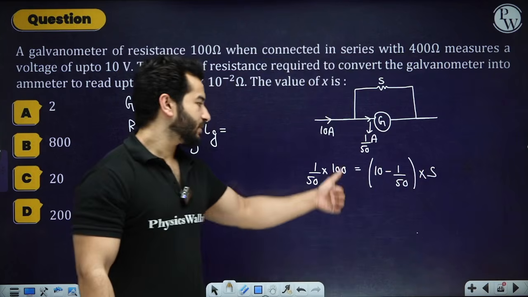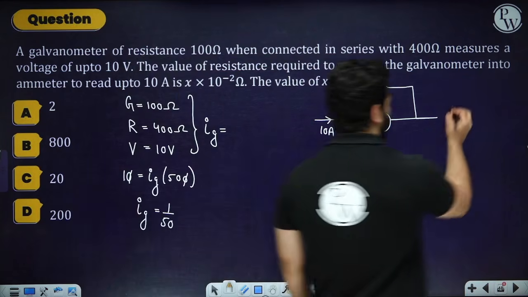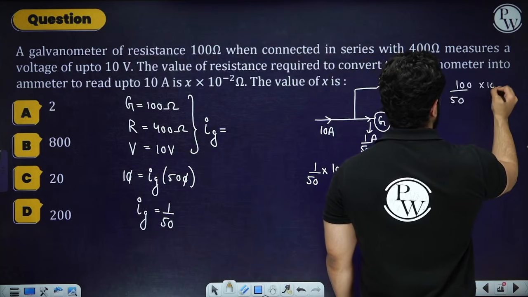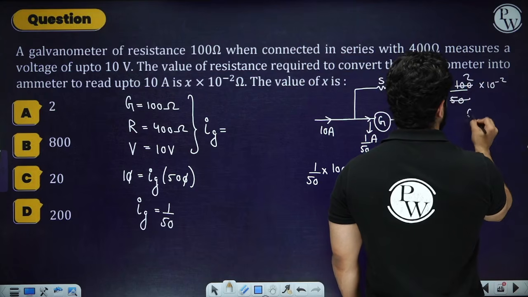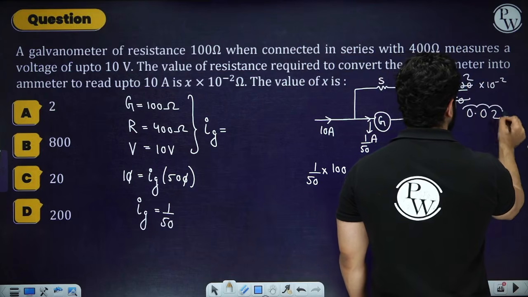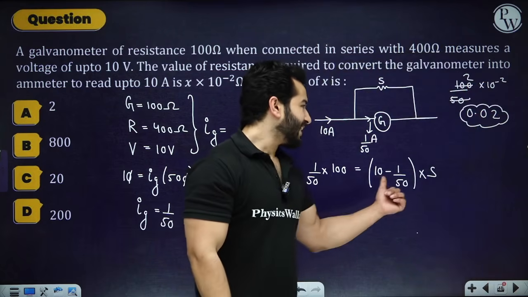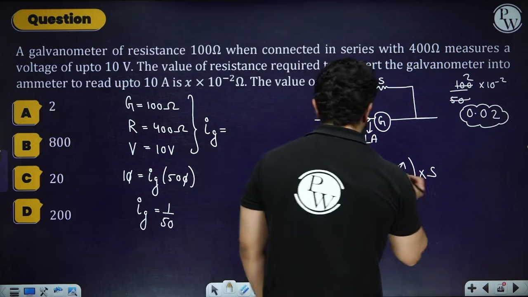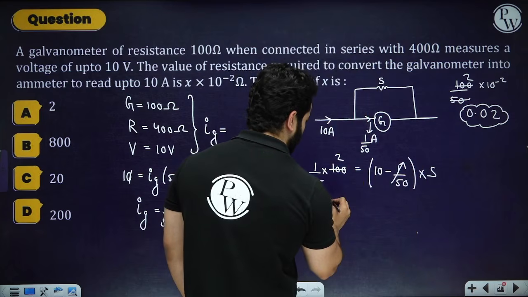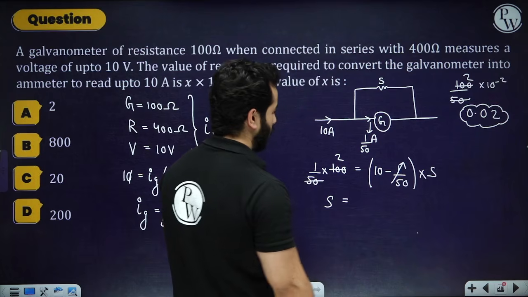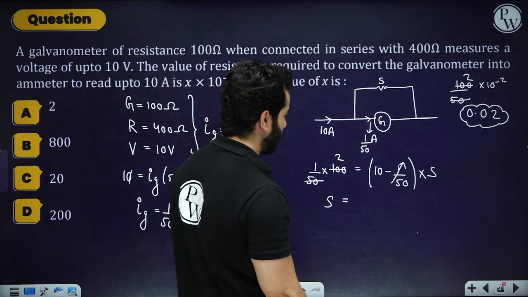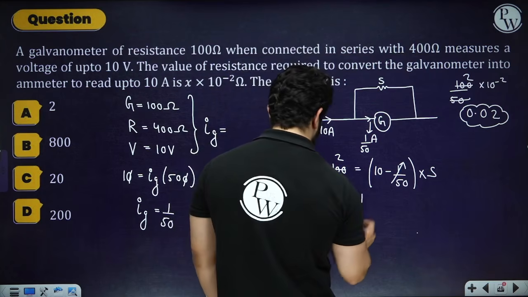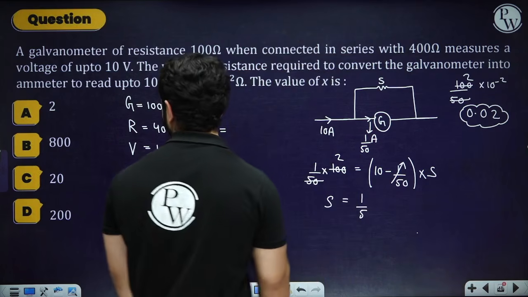Now if you closely see, 1 by 50 can actually be written as 0.02. Is that clear? 0.02. So in front of 10, can I ignore 0.02? I think I can, so I'll ignore it. So this will become 2. Hopefully everything is clear till this point. The value of shunt will be 1 by 5.